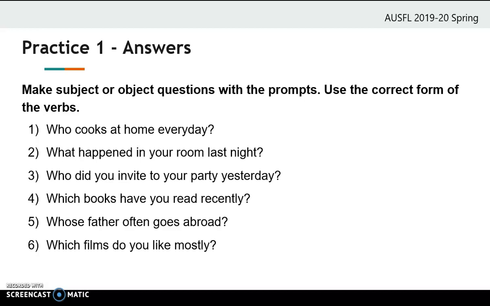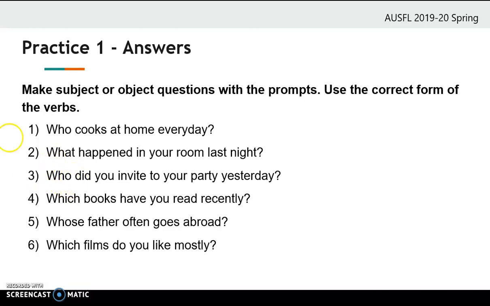The first one. Who cooks at home every day? This is a subject question. We are asking for the subject who does the action. So we don't need an auxiliary verb here. Number 2. What happened in your room last night? Again, this is a subject question.